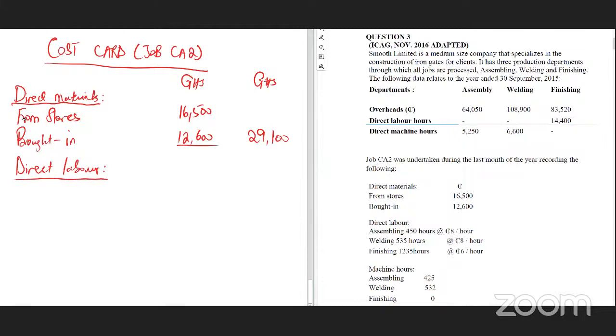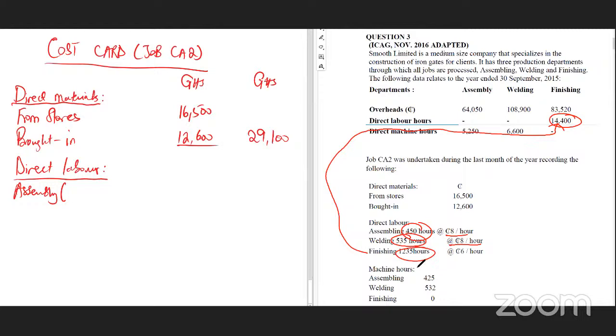So direct labor, I believe assembly department, not so? We can see from here that in the assembly department they work 450 hours and we pay them 8 per hour. These people work 535 hours, we pay them 8 per hour. But because finishing was more labor intensive, out of the 14,400 they use 1,235 hours for only this job, job CA2. But other jobs account for the rest of the 14,400. Do you get the idea?